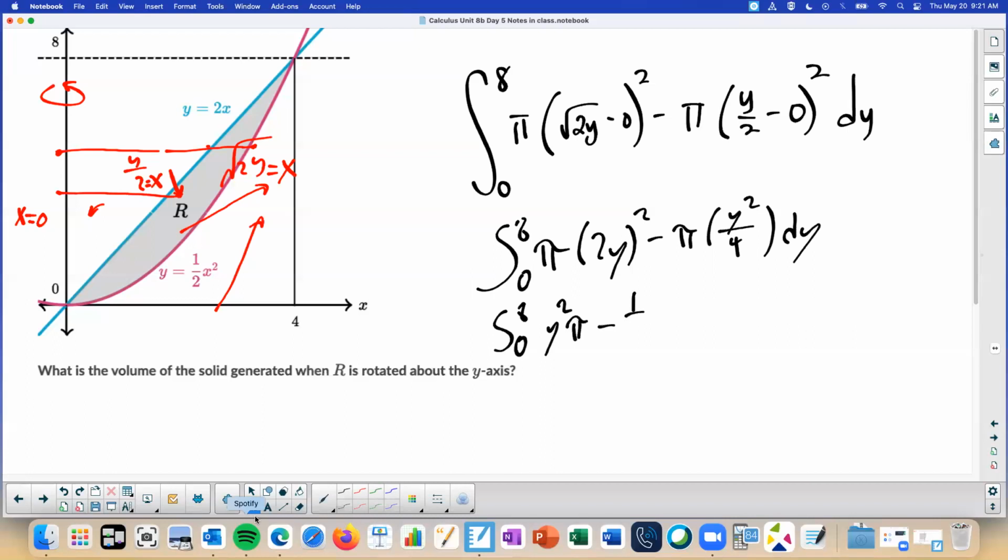What's that say? Y squared pi. Where's the 4? There's no words, divide by 2. Oh, you wrote 2y. Y squared. Oh, you squared it. No, you already squared it. Yes, the squared is gone. Yeah, y squared over 4.